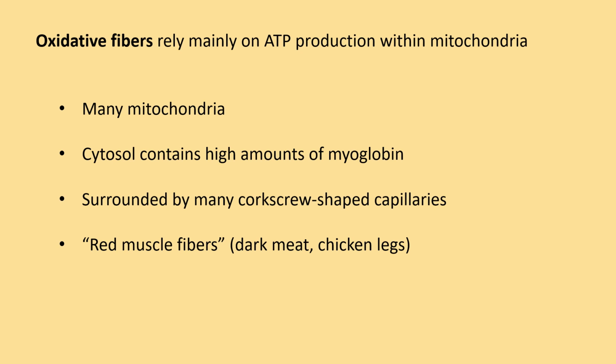Oxidative fibers, because they rely on oxidative phosphorylation, have a lot of the necessary tools to perform it. Do they also do glycolysis? Yes, they do. But they do more oxidative phosphorylation than glycolytic fibers do. So in oxidative fibers, we're going to see more blood vessels, more mitochondria, and more myoglobin in the cytosol. And this myoglobin, as well as the surrounding blood vessels, give this meat a darker, redder appearance. And so this is dark meat. And this would be chicken thigh.